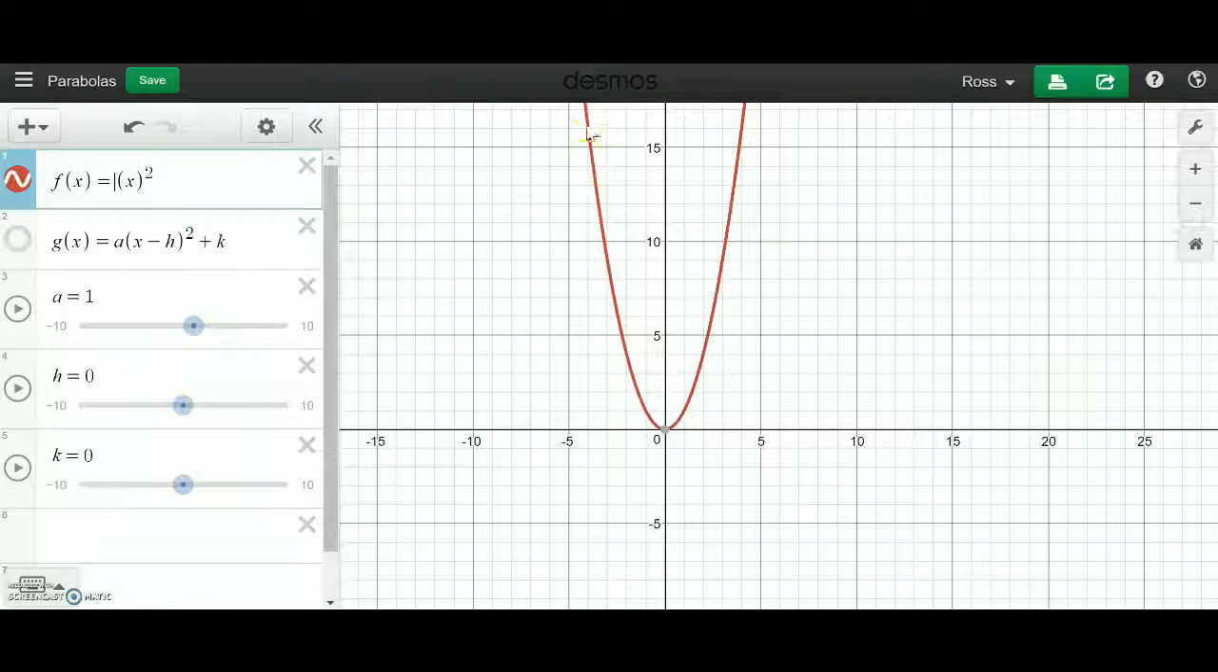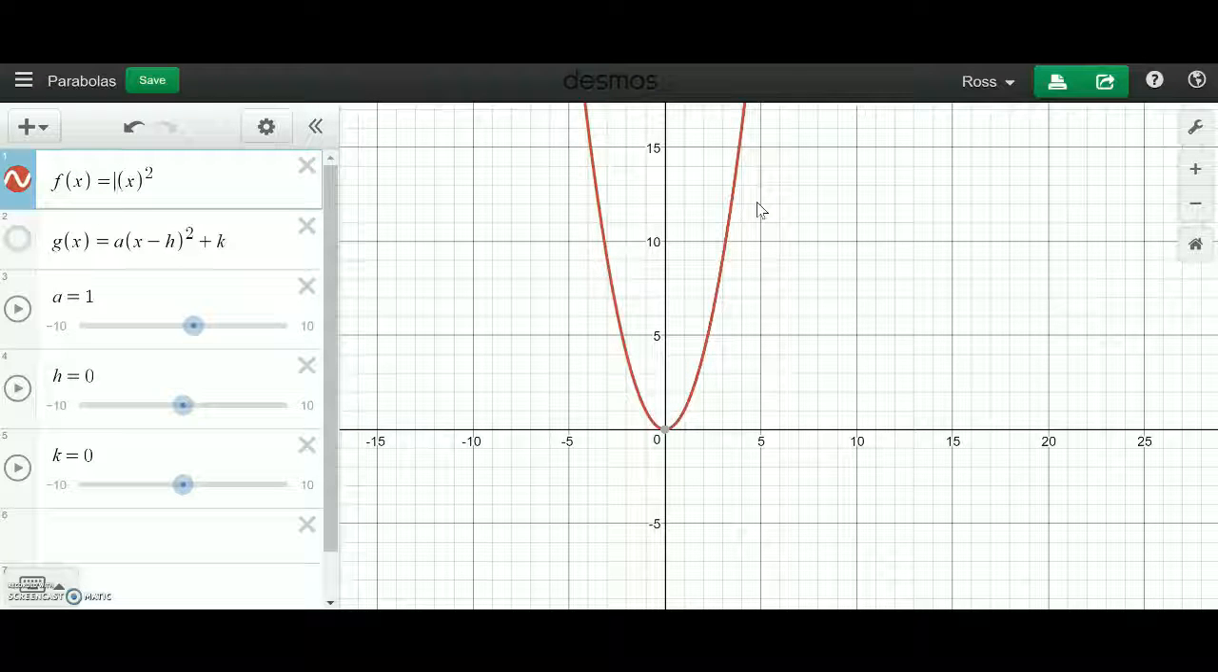Unlike linear functions, this does not have a constant slope. Here we're going down, we are decreasing, and then on the right side of the y-axis, we are increasing. So that's one thing that's different about quadratic functions and linear functions.